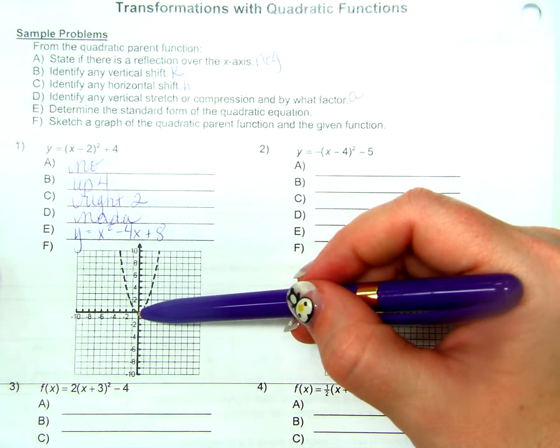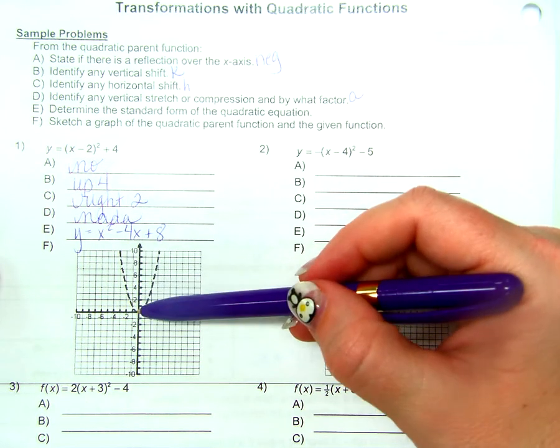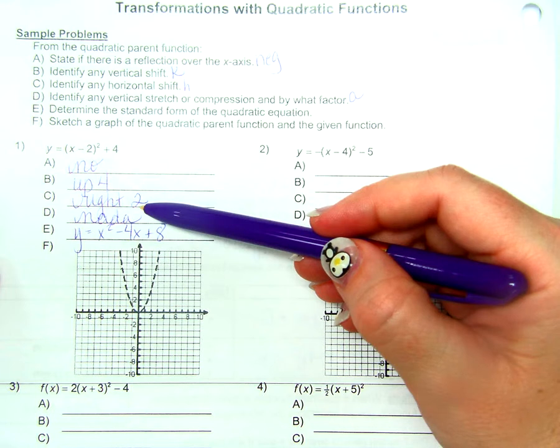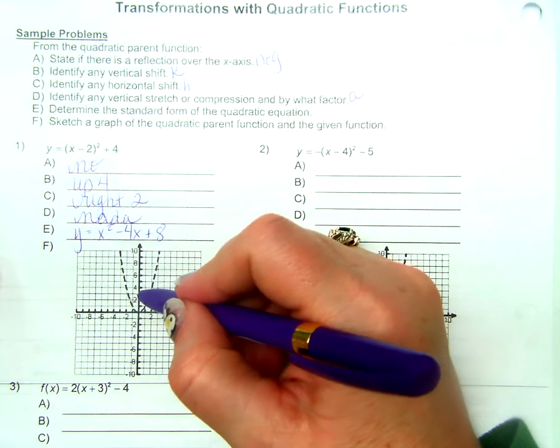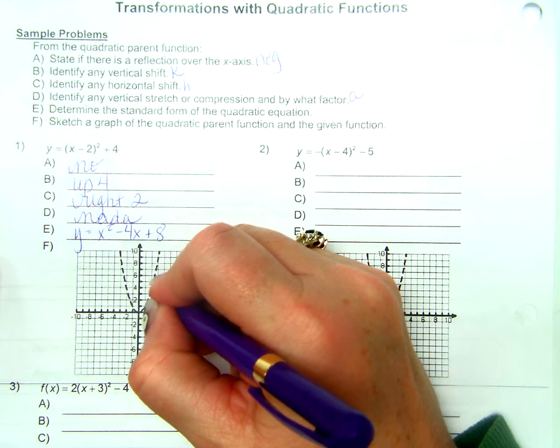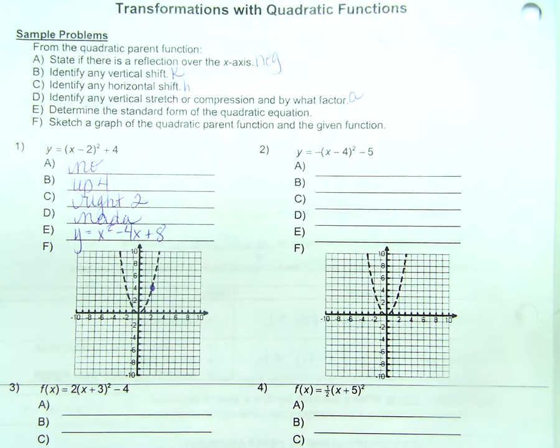Where does my vertex of my parabola move? Didn't I just tell myself? My vertex moves up 4 and right 2. So my vertex is right there. Okay so far?